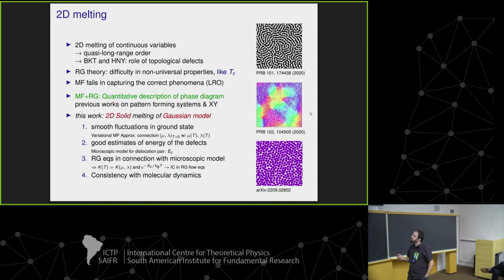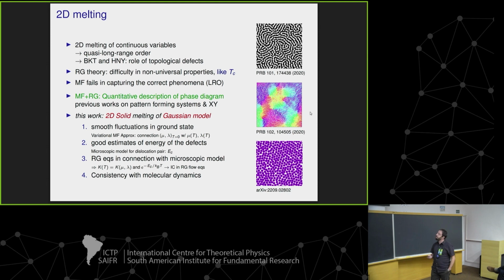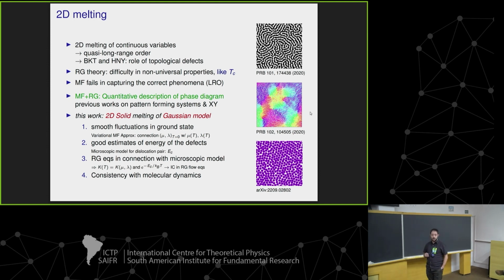So this theory is a renormalization group theory. In this sense, it describes the universal properties of these phases, but it misses the non-universal properties like the critical temperature. On the other hand, mean field-like approximations fail completely in addressing the correct nature of the low temperature phase because it usually assumes a long range order in the low temperature phase.